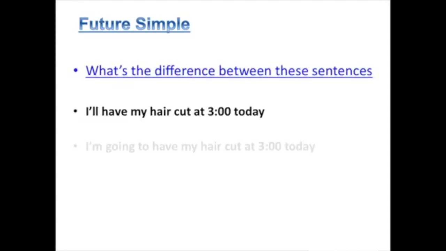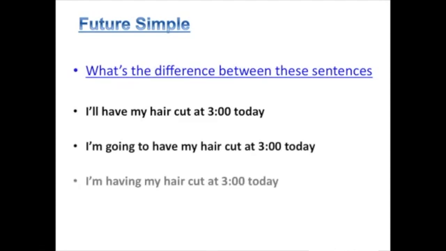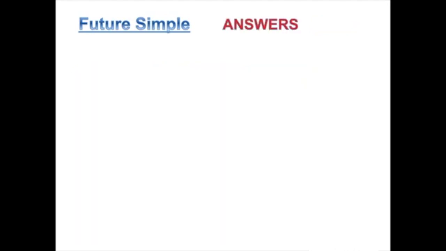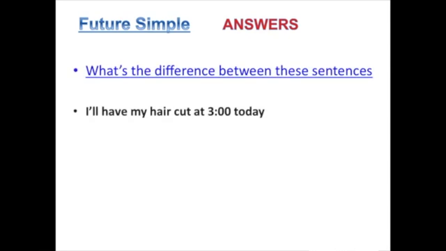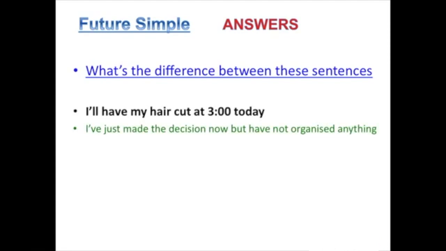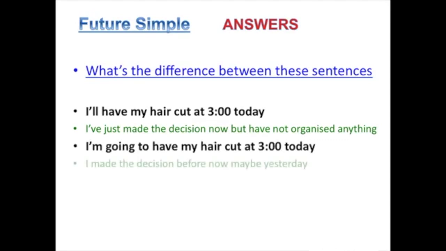Okay. What's the difference between these sentences? I'd like you to pause this slide and think about the rules that I have just discussed. Okay, the answers. I'll have my hair cut at 3 o'clock today. Well, I've just made the decision now, but have not organised anything. I'm going to have my hair cut at 3 o'clock today. Well, I made the decision before now, maybe yesterday, but I haven't necessarily organised anything.